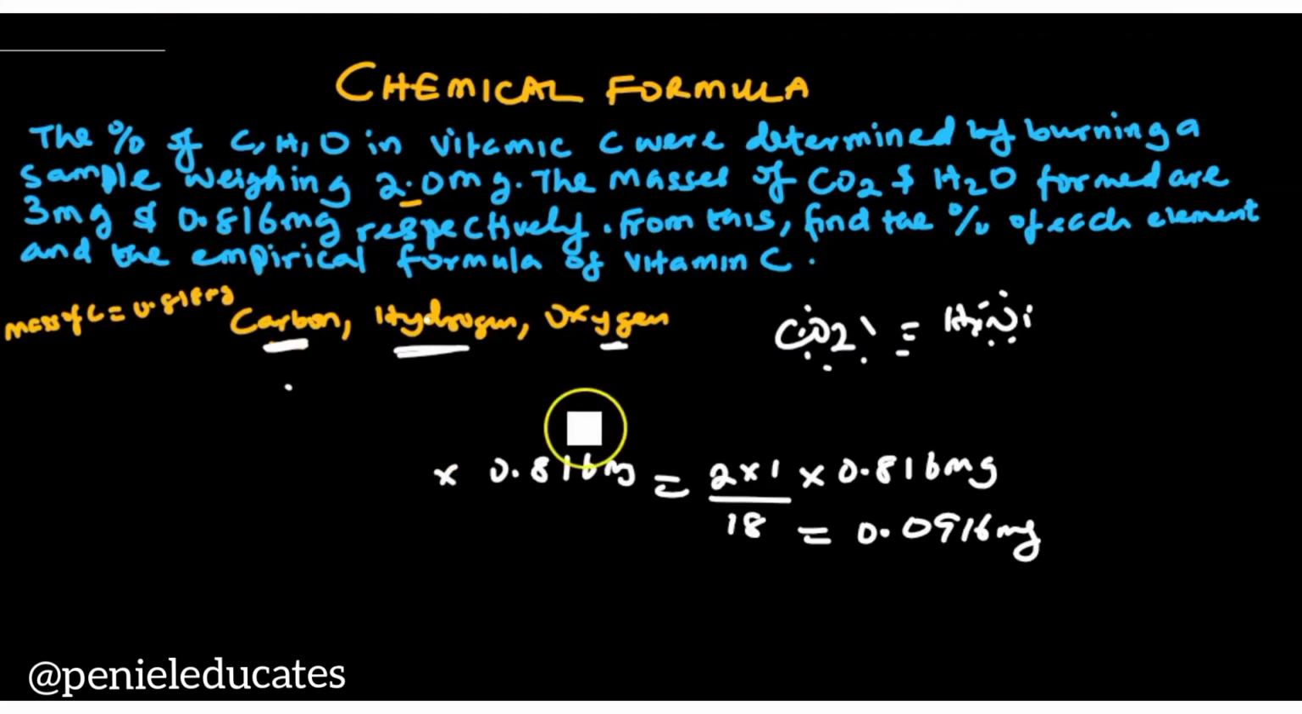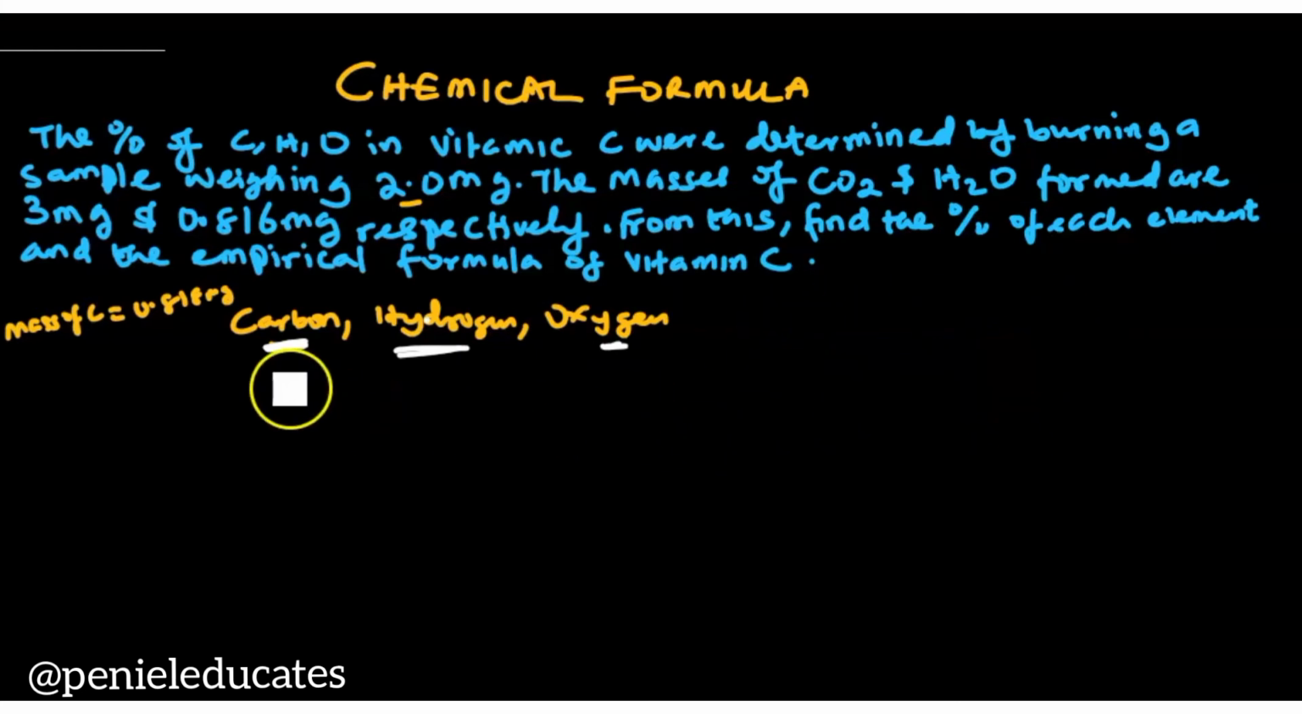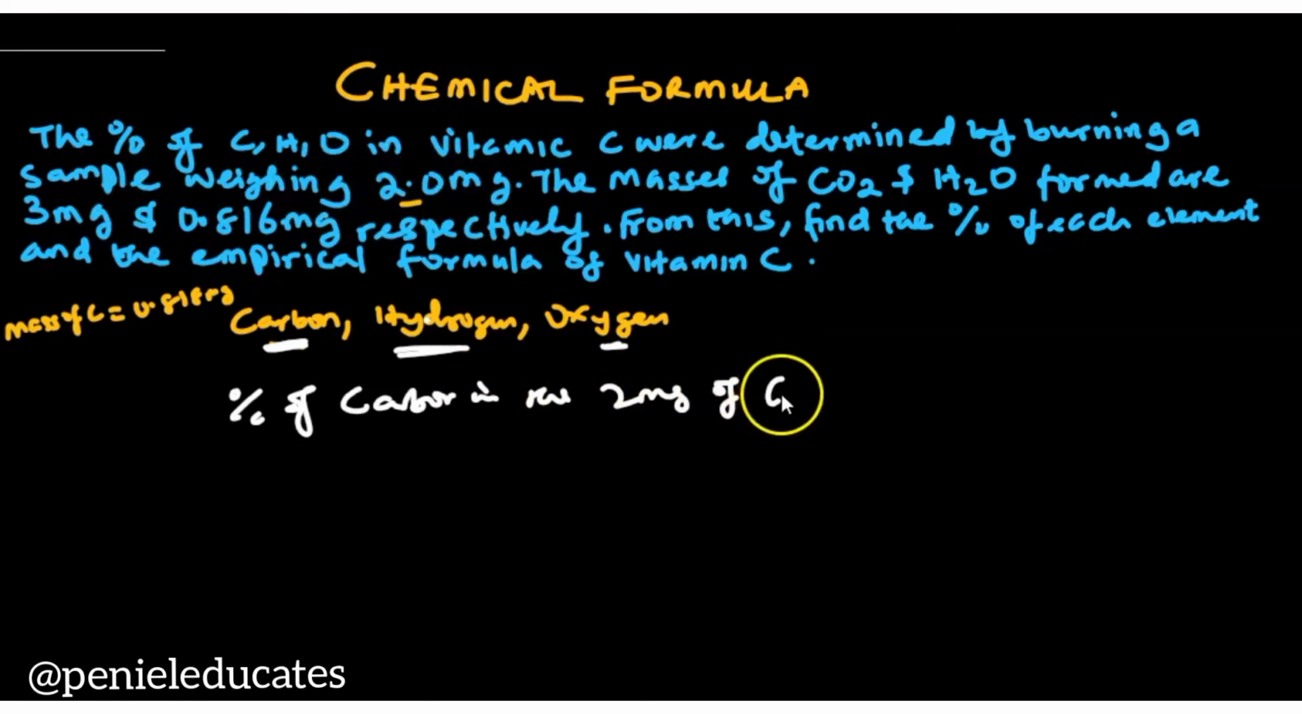So we're going to find the percentage composition based on the masses that we've gotten. Okay, we're going to find the percentage composition. We start with the percentage of carbon in 2 mg. So in the 2 milligram of the whole compound, don't forget this, the sample weight given, which is the vitamin C.